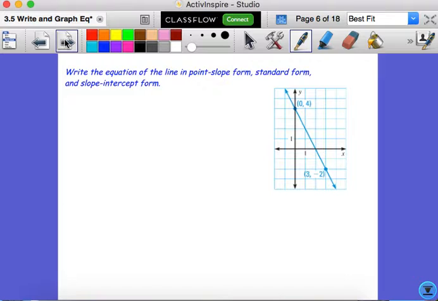So this says write the equation of the line in point-slope form, standard form, and slope-intercept form. Now typically people are most comfortable with slope-intercept, so that's where we're going to start. That's that y equals mx plus b format. So looking at this, my b value is 4, since that's a y-intercept of 4.